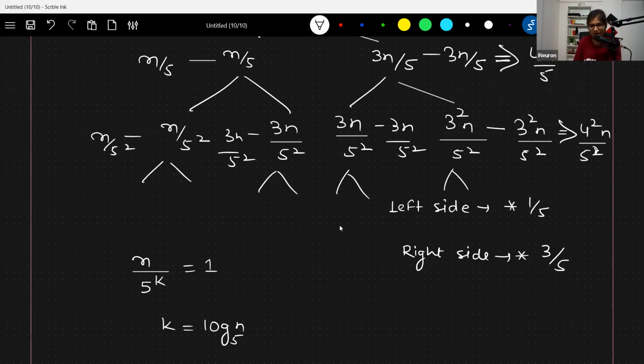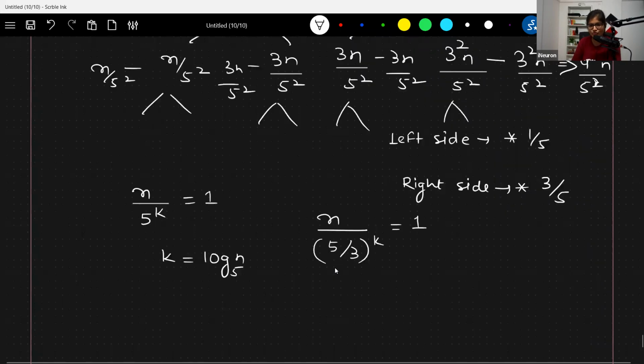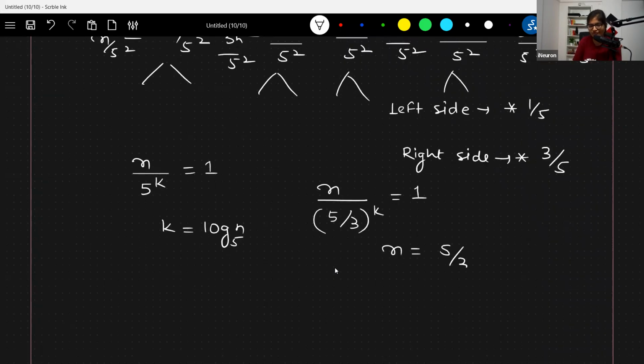On the right side, it will be (n by 5 by 3)^k, which equals 1. Right? So here n equals (5/3)^k. So k equals log of 5/3 base n. Oh, sorry. It will be log of n with base 5/3. Can I say?